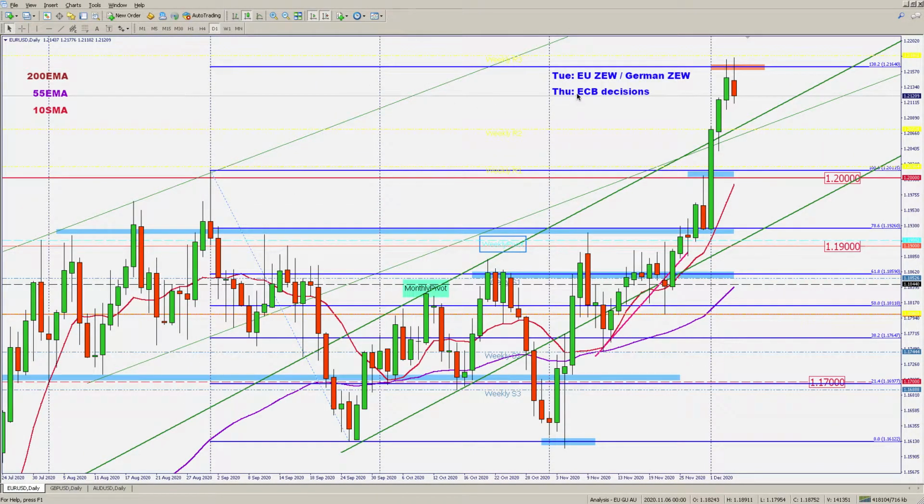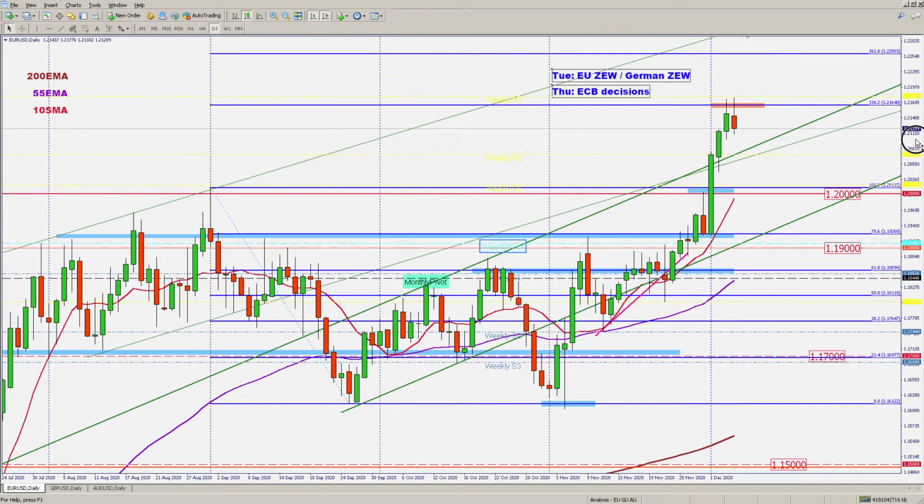There are a couple of key news for the euro, with some ZEW economic sentiment figures on Tuesday, but the major one will be the ECB rate and policy decisions on Thursday. and we'll see whether that's going to impact any further bullish momentum for the euro.